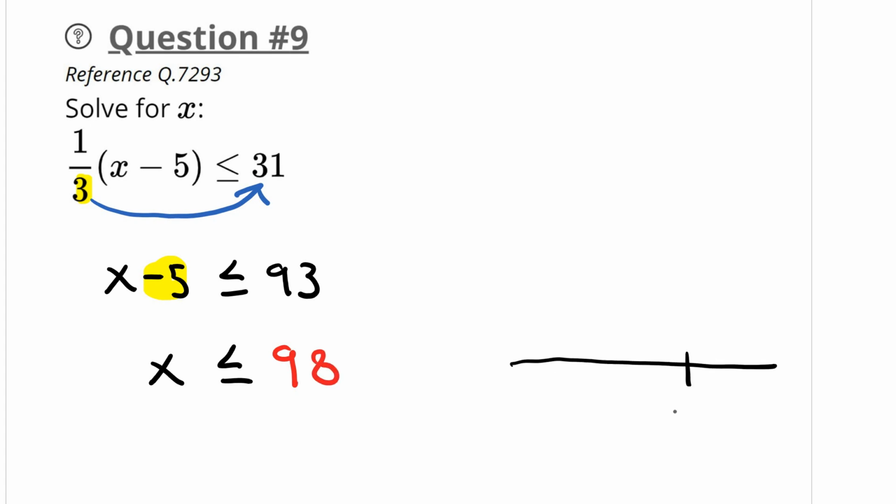So for this one here, let's put the 98 here. But now you need a closed circle here, right? Anytime you have an equal sign there, you need a closed circle there. And then you just shade to the left because it's less than 98.